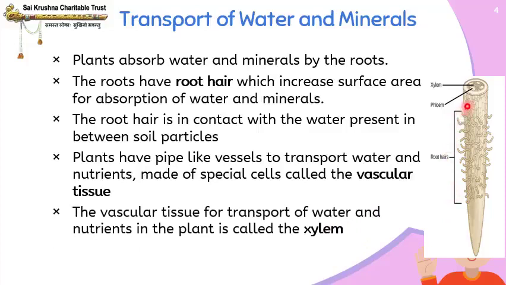So one pipe will transport water and nutrients from the roots to the leaves, and they are special cells called the vascular tissue. The vascular tissue for transport of water and nutrients in plants is called xylem. So that pipe-like tissue which transports water and nutrients from the roots to the leaves is called xylem.